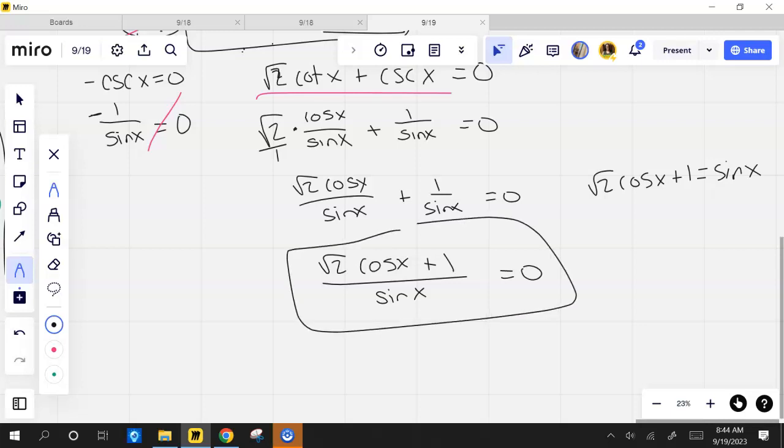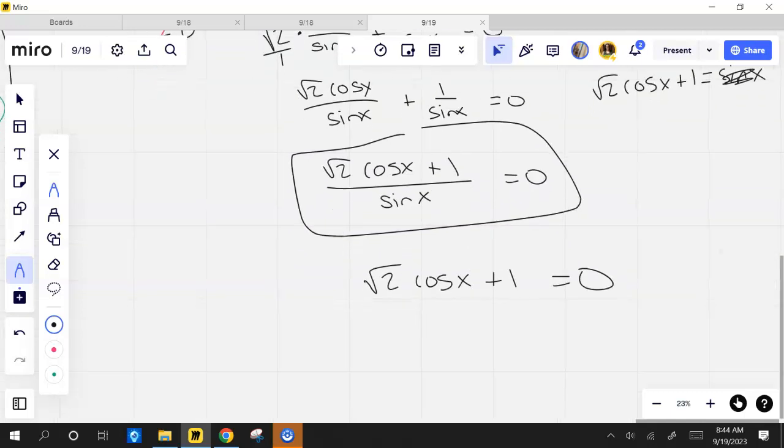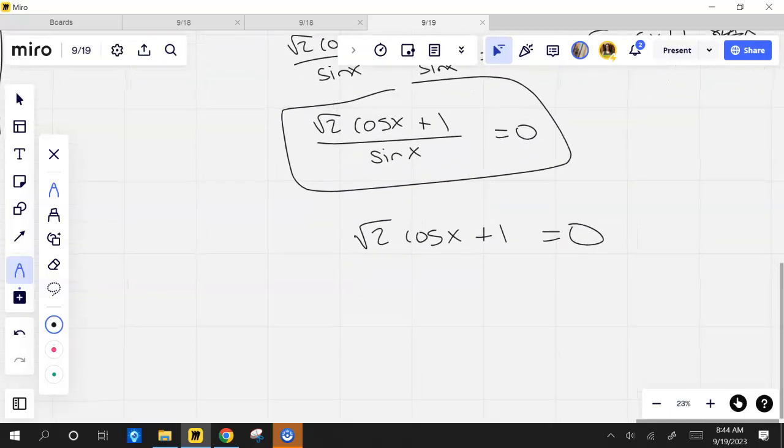What is the only way that a fraction will equal 0? If the top equals 0. That's what I'm saying, but y'all went like way around. But yes, yeah. Wait, now if you times sine x on both sides. Oh, I see what you're saying. Okay. Subtract 1.